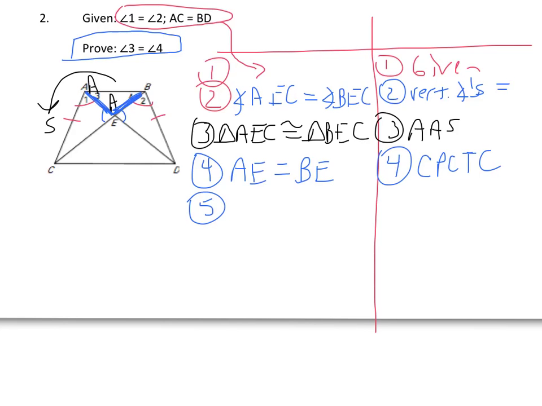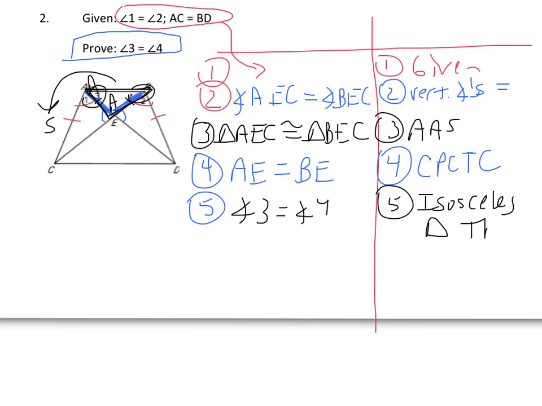Now, once I have those two sides equal, I'm looking at this triangle right here. Remember, we're trying to prove that angle 3 and angle 4 are equal. Well, I've got these two sides equal. That means by the isosceles triangle theorem, I can say that angle 3 and angle 4 are equal. And that's by the isosceles triangle theorem.